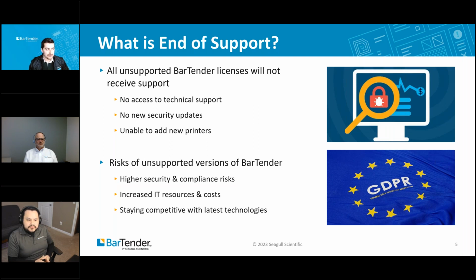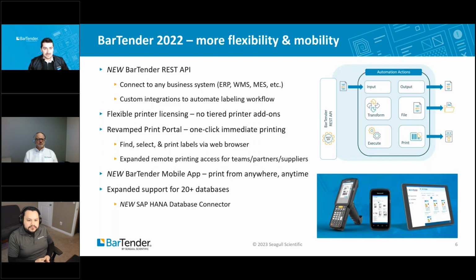When we're talking about the latest technologies, what we're really talking about is having more flexibility and more mobility. BarTender 2022 is currently the latest version of BarTender. Within BarTender 2022, we've added several new capabilities and enhancements, such as the BarTender REST API, which allows you to connect to any business system, such as your ERPs, your WMS, your MES, anything like that. So you can build custom integrations that help you automate your labeling workflow.